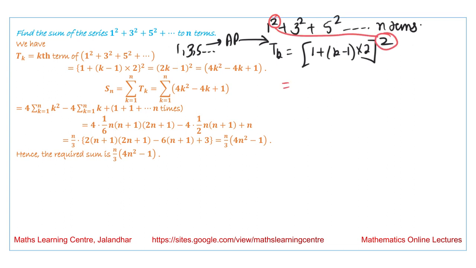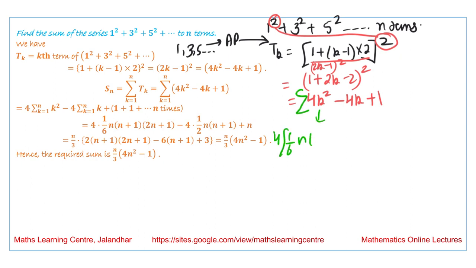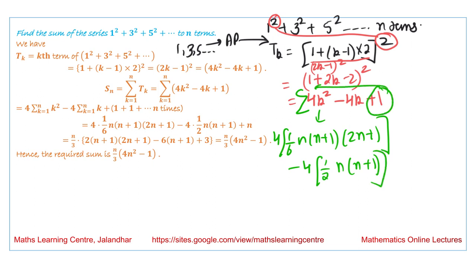So when you solve this value you will obtain (1 plus 2k minus 2) square. So this is equal to (2k minus 1) square. So we write 4k square minus 4k plus 1. Now if you calculate the sum of these terms, it is 4 into 1 by 6 n into (n plus 1) into (2n plus 1), then minus 4 into 1 by 2 n into (n plus 1), and the sum of the 1 taken n times gives plus n.